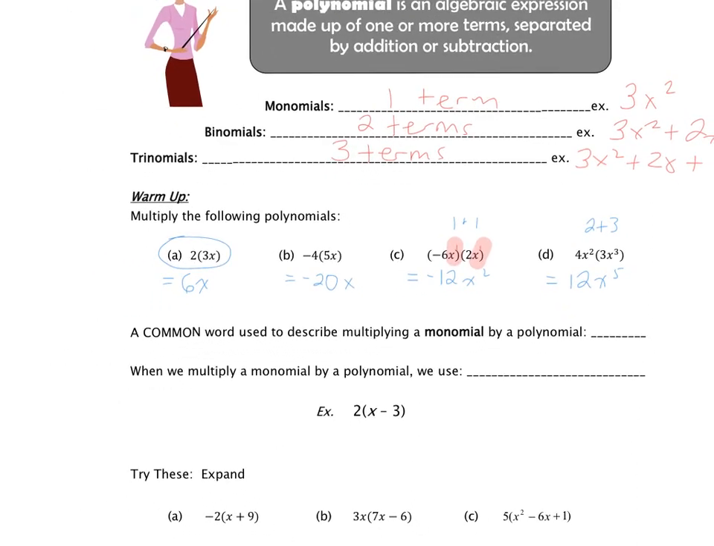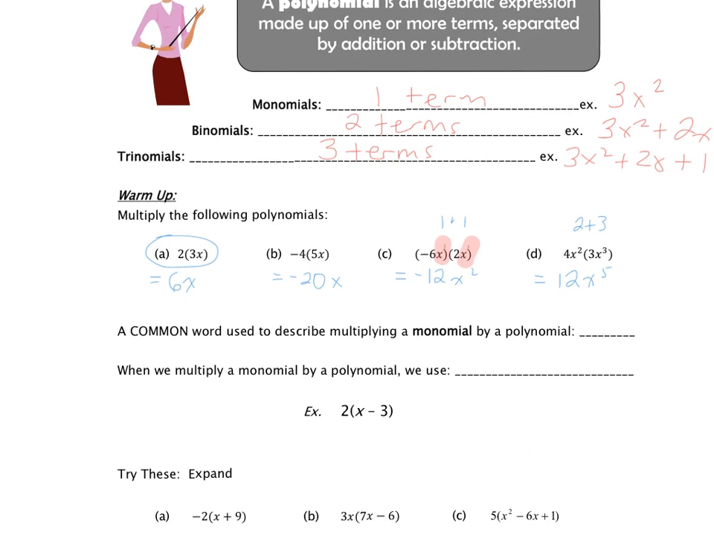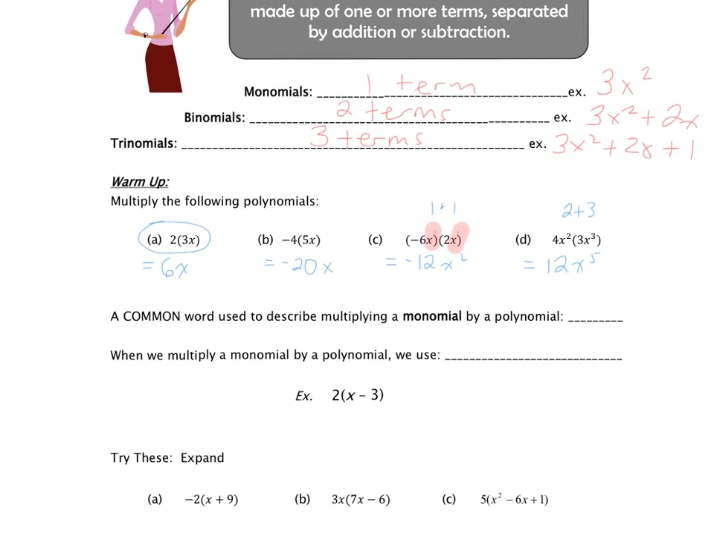Some terminology that you probably remember from last year too. A common word used to describe multiplying a monomial by a polynomial is expanding. When we multiply a monomial by a polynomial, we use, and you probably remember this fancy word that we learned last year, the distributive property. That's the fancy word for expanding. I apologize for the writing, I'm still getting used to writing on the iPad.